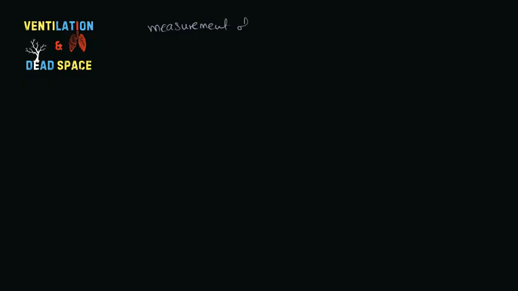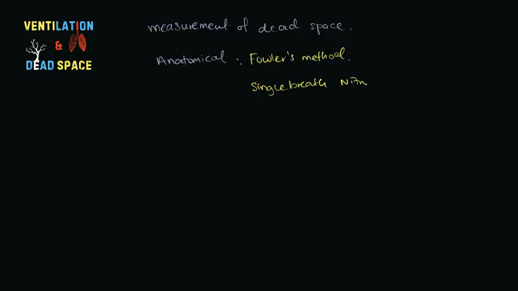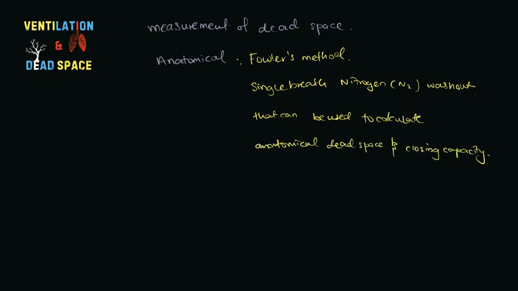We've been talking about volumes and dead space, but how are they actually measured? We use different methods to measure different dead spaces. So for anatomical dead space, we use Fowler's method, which is a single breath nitrogen washout. It can be used to calculate anatomical dead space as well as closing capacity. Remember that anatomical dead space is approximately 2 mL per kilogram body weight. So for a 70 kilogram man, anatomical dead space would be about 140 to 150 mL.